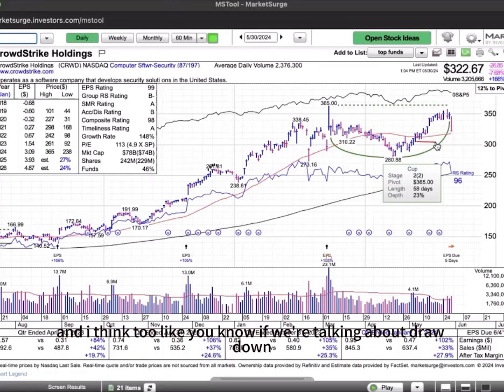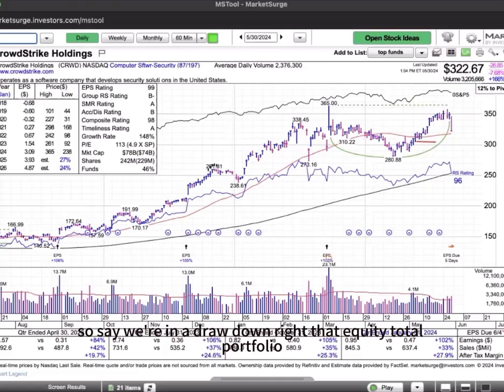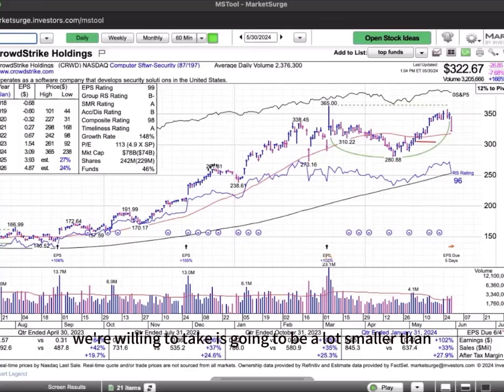Well, and I think too, if we're talking about drawdown, so say we're in a drawdown, right? The total portfolio equity risk that we're willing to take is going to be a lot smaller than when we're coming off an equity high. And we're willing to accept a little bit of a drawdown because we want to give the market the benefit of the doubt. But if we're in a drawdown already and we're trying to prevent it from getting larger, then of course we're going to be keeping that risk a lot tighter.